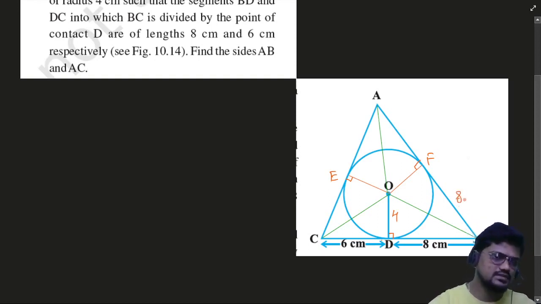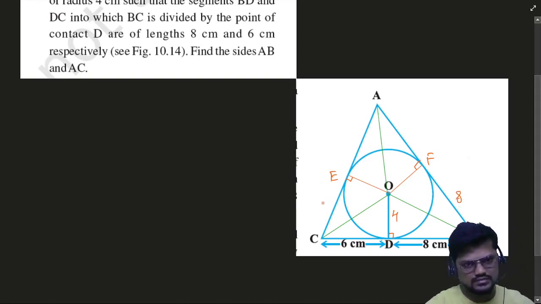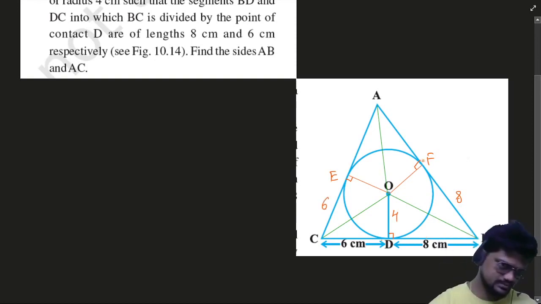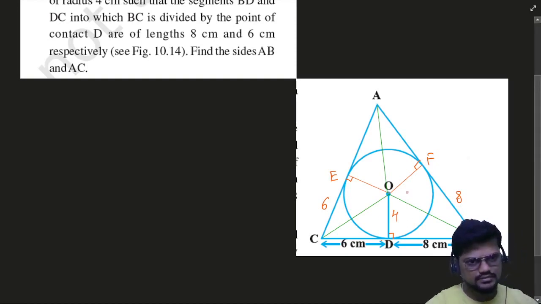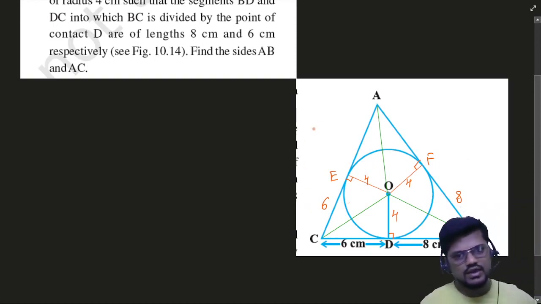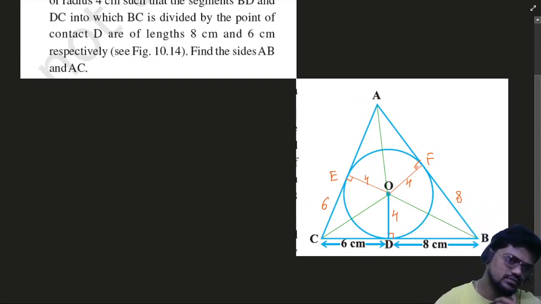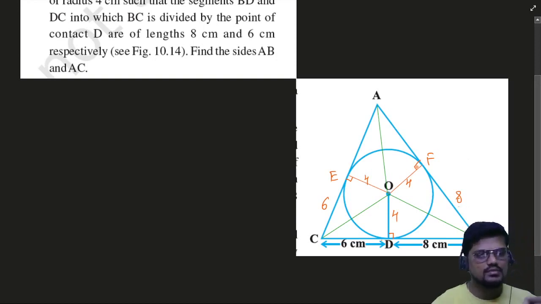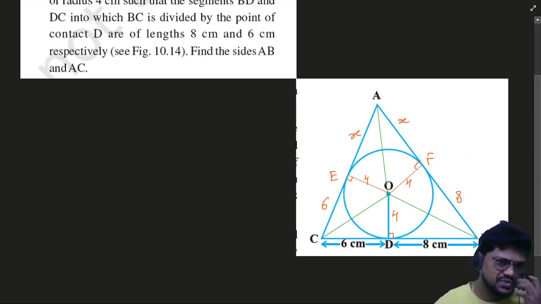What will be the value of CE? 6 cm. Exactly. What will be the value of OF? 4 cm. Similarly, OE will also be 4. Now to find the values of AB and AC, we need to find AE and AF. If we know that, we'll get the whole answer. But for that, if I say this is X, then this will also be X. But I don't know that length.